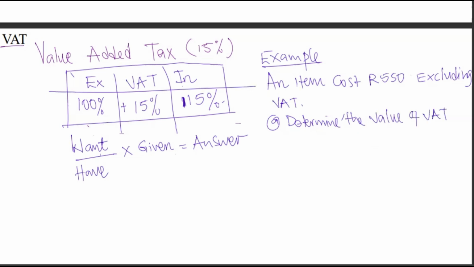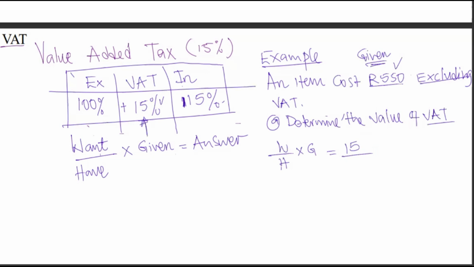So what do I have? I have a price, which is this. This is what is given to me. This is the value that's given to me. But what do I have? I have excluding. What do I want? I want VAT. So I'll come here, what I want over what I have times the given. So what I want is the value of VAT. So when I come here, it's what? 15. So I will write 15 from our table here.